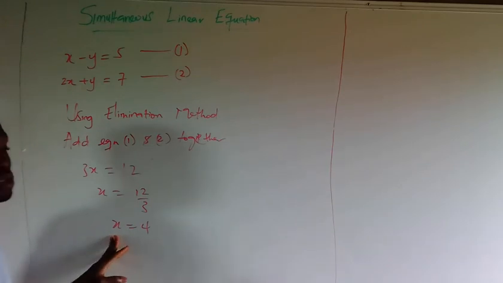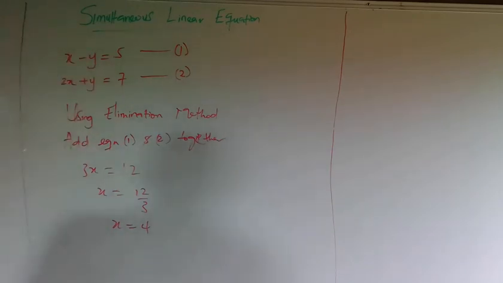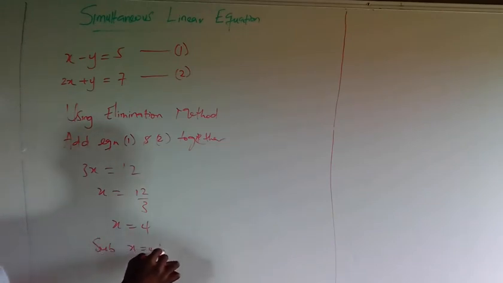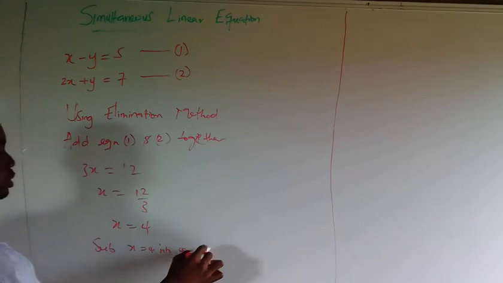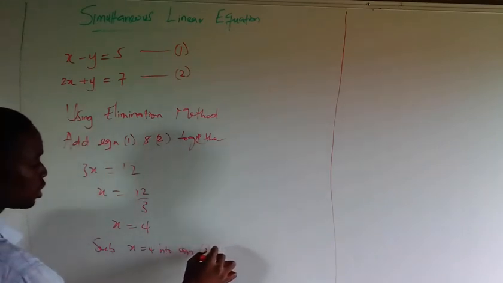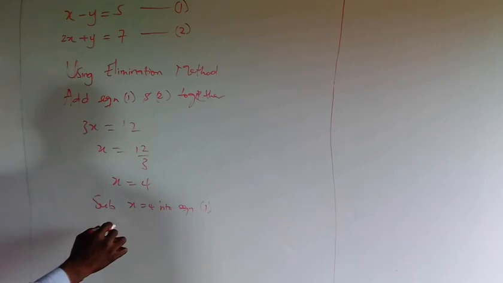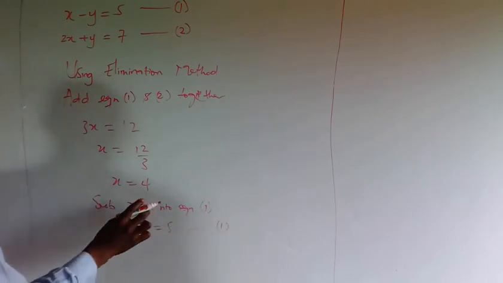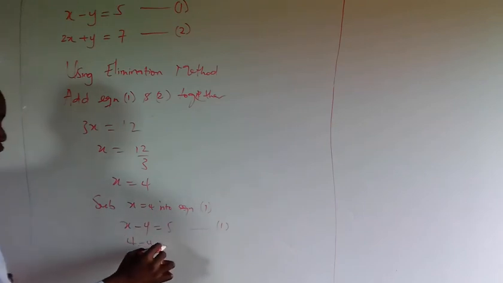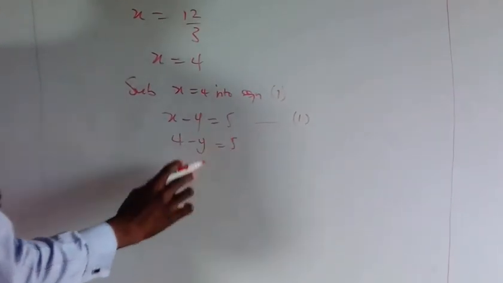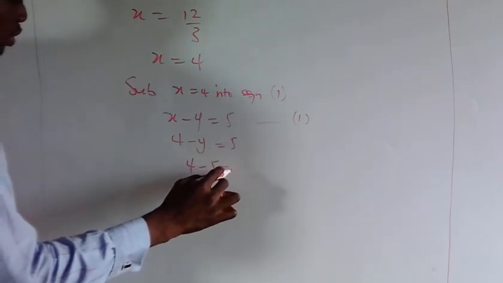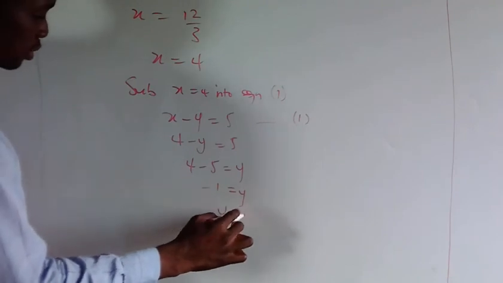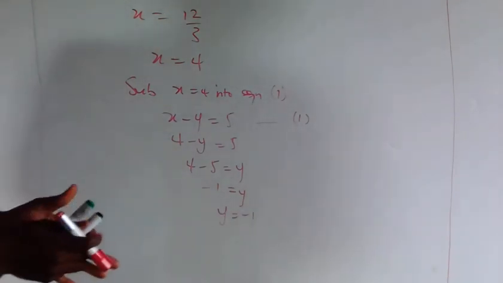After getting x, I will substitute x in any of the equations to get my y. Now, substitute x, which is equal to 4, into equation 1, since it's a simpler equation. That becomes x minus y is equal to 5, which is equation 1. x is already 4, so it becomes 4 minus y is equal to 5. Take y to this side, bring 5 here, it becomes 4 minus 5 is equal to y. 4 minus 5 is minus 1, so minus 1 is equal to y. Therefore, y is equal to minus 1.